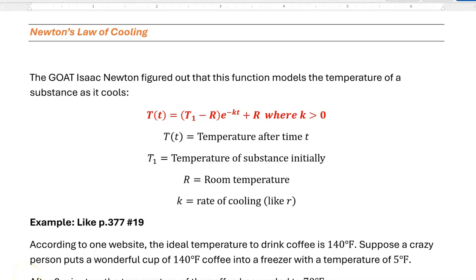Hey, college algebra. This is video number 4 for your fourth problem, fourth example here for section 5-6. Now we're going to be talking about another exponential decay type situation, but with Newton's law of cooling.